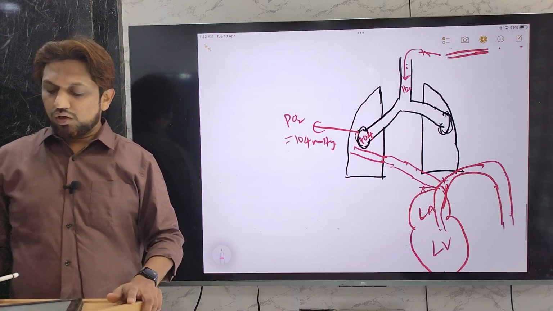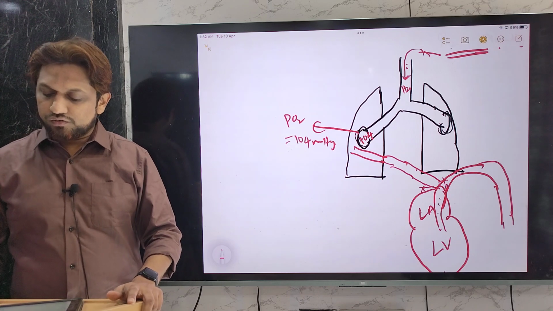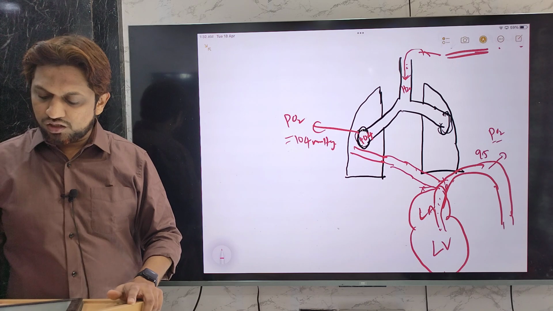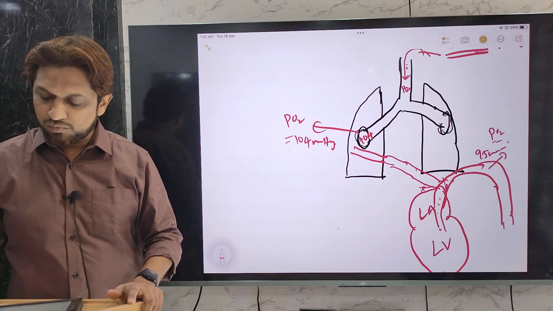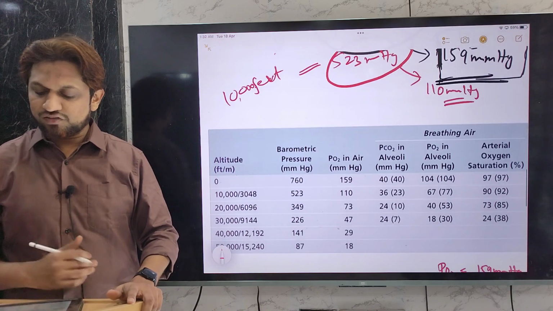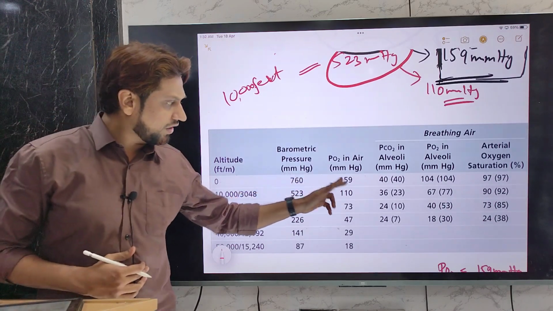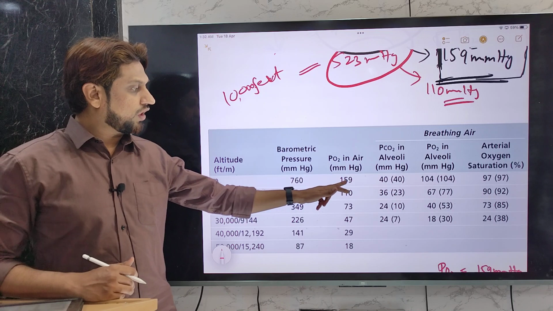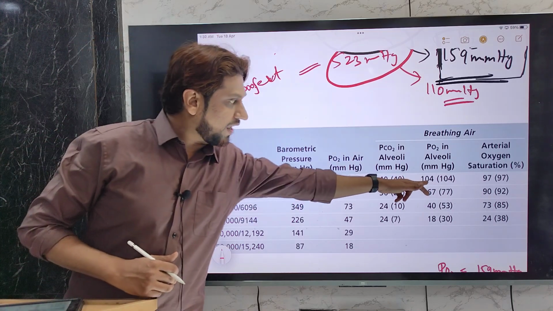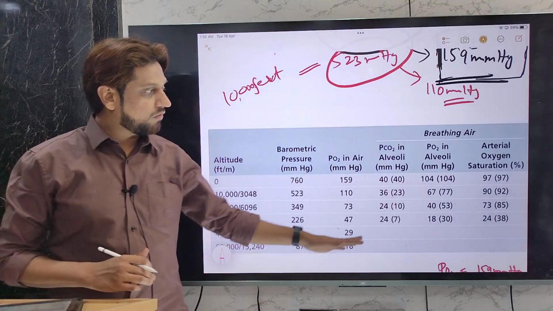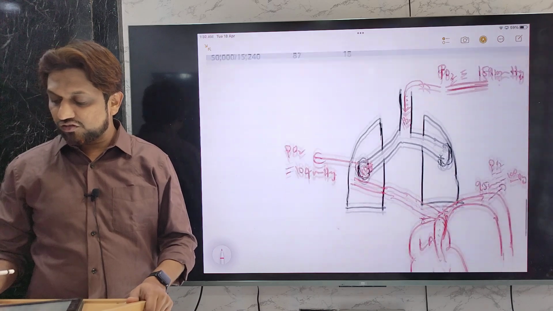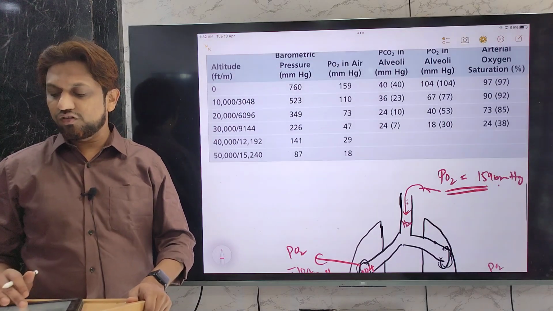Now the arterial blood oxygen level, that is the partial pressure of the oxygen here, will be around 95 millimeter of mercury to 100 millimeter of mercury, or the oxygen saturation is around 97%. We can see here, at the sea level, the atmospheric partial pressure of the oxygen is 159 millimeter of mercury, whereas in the alveoli it is 104 millimeter of mercury, and arterial oxygen saturation is around 97%. What do you mean by oxygen saturation?